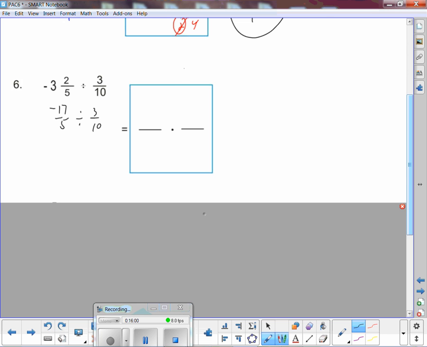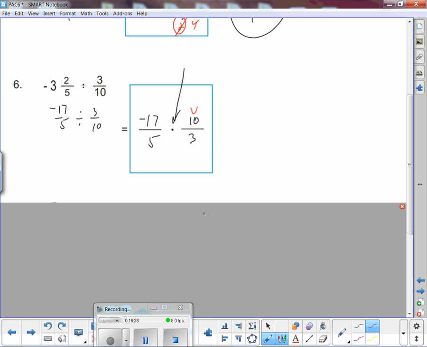Again, I wish I would have stopped putting the raised dot there so you'd remember to do it. So just be careful because I keep doing that. And when I revise this sheet, I'll leave that out so you remember to do it. So we got a negative 17 over 5. And we're going to flip, right? Invert: 10 on the top, 3 on the bottom. Am I ready to roll? What do I want to do?